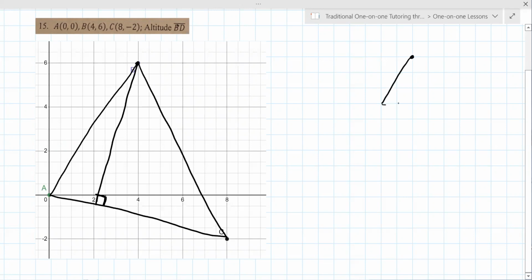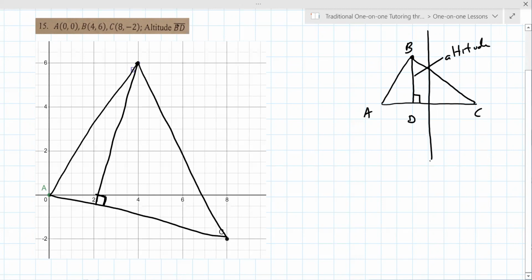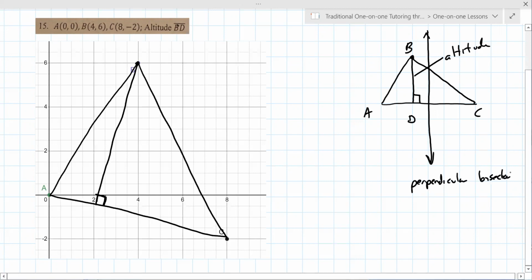a triangle over here on the right to formalize this. Let's assume that this is A, B, and C. BD is an altitude. It drops straight down from B. But the perpendicular bisector of AC is this line right here, because it's splitting that line into two equal parts. Now, sometimes the altitude and the perpendicular bisector are the same, but it's very, very rare, just by chance.